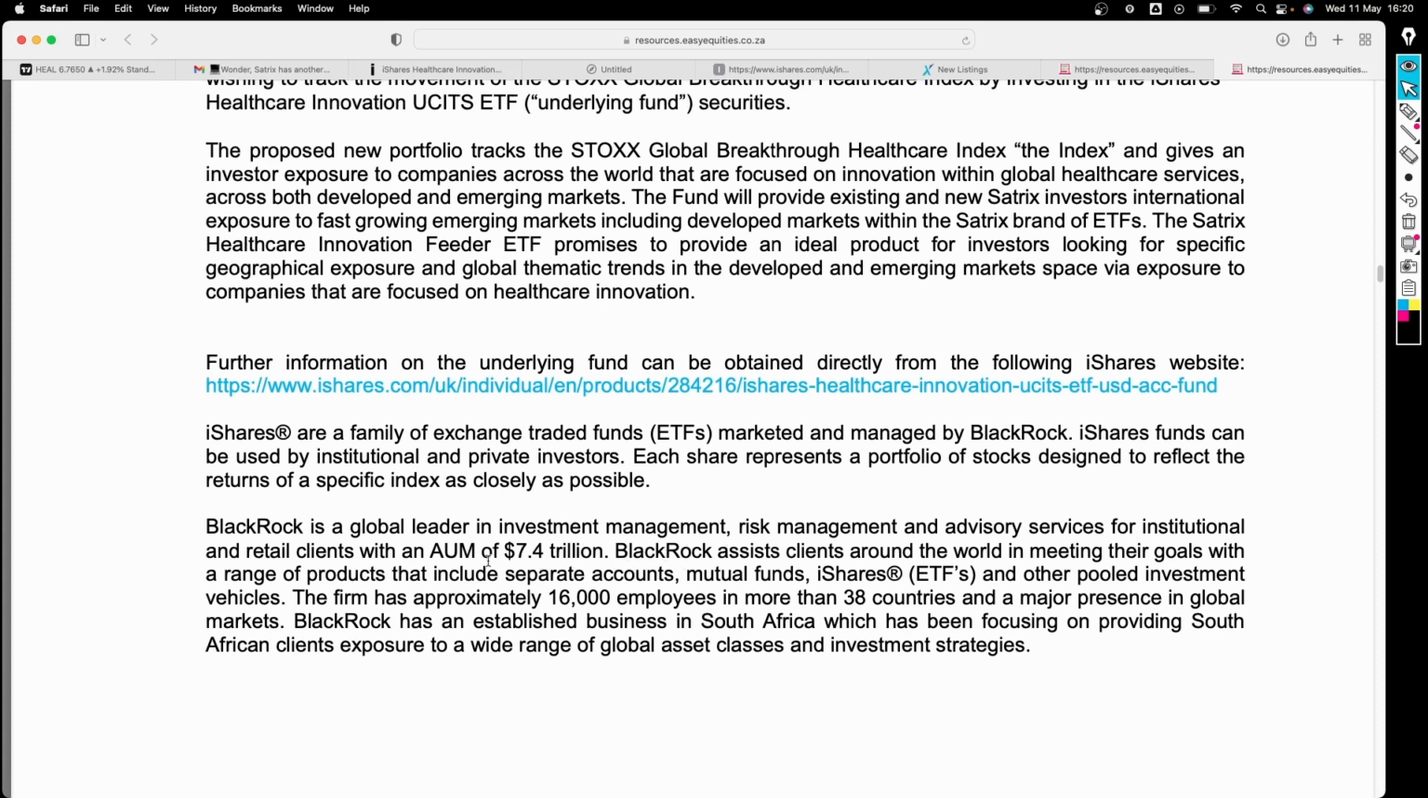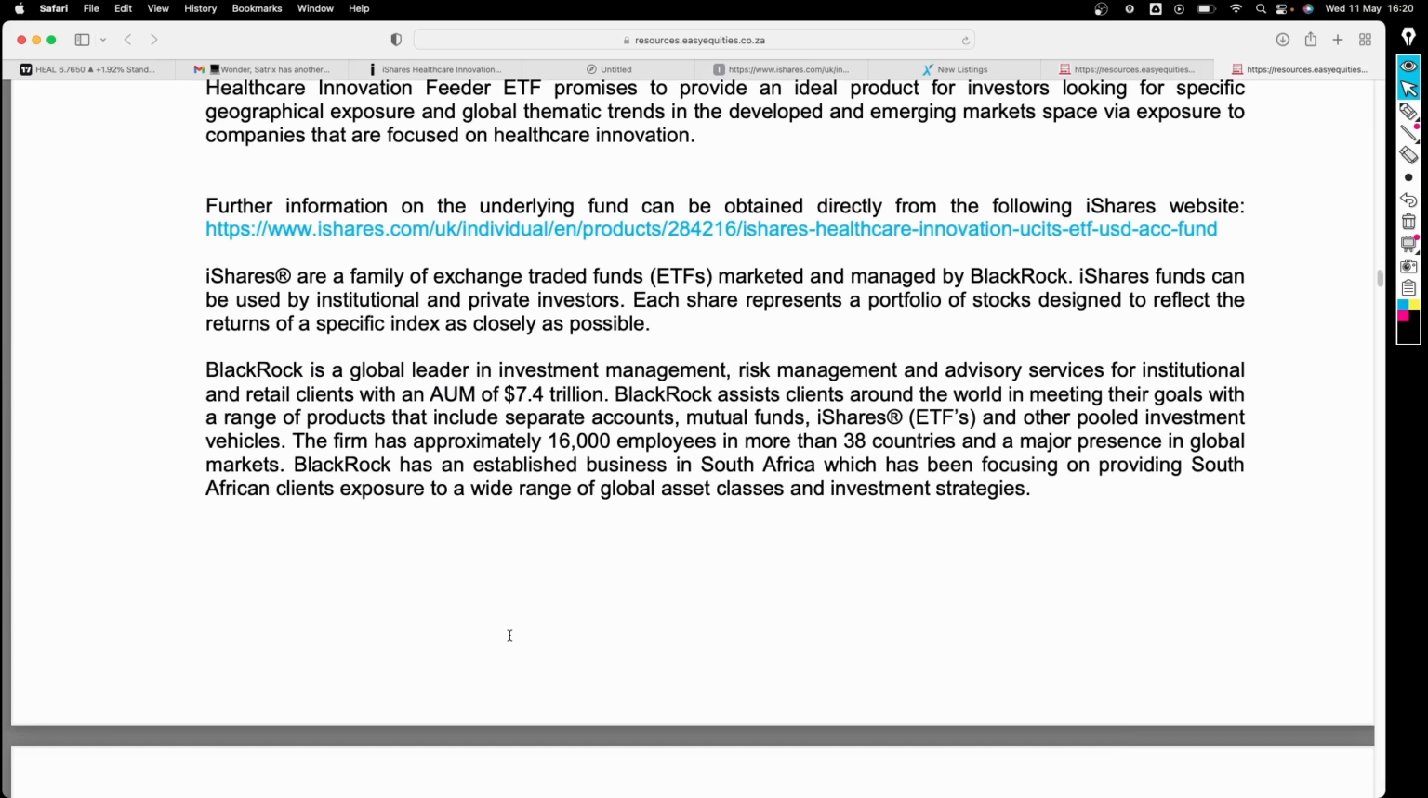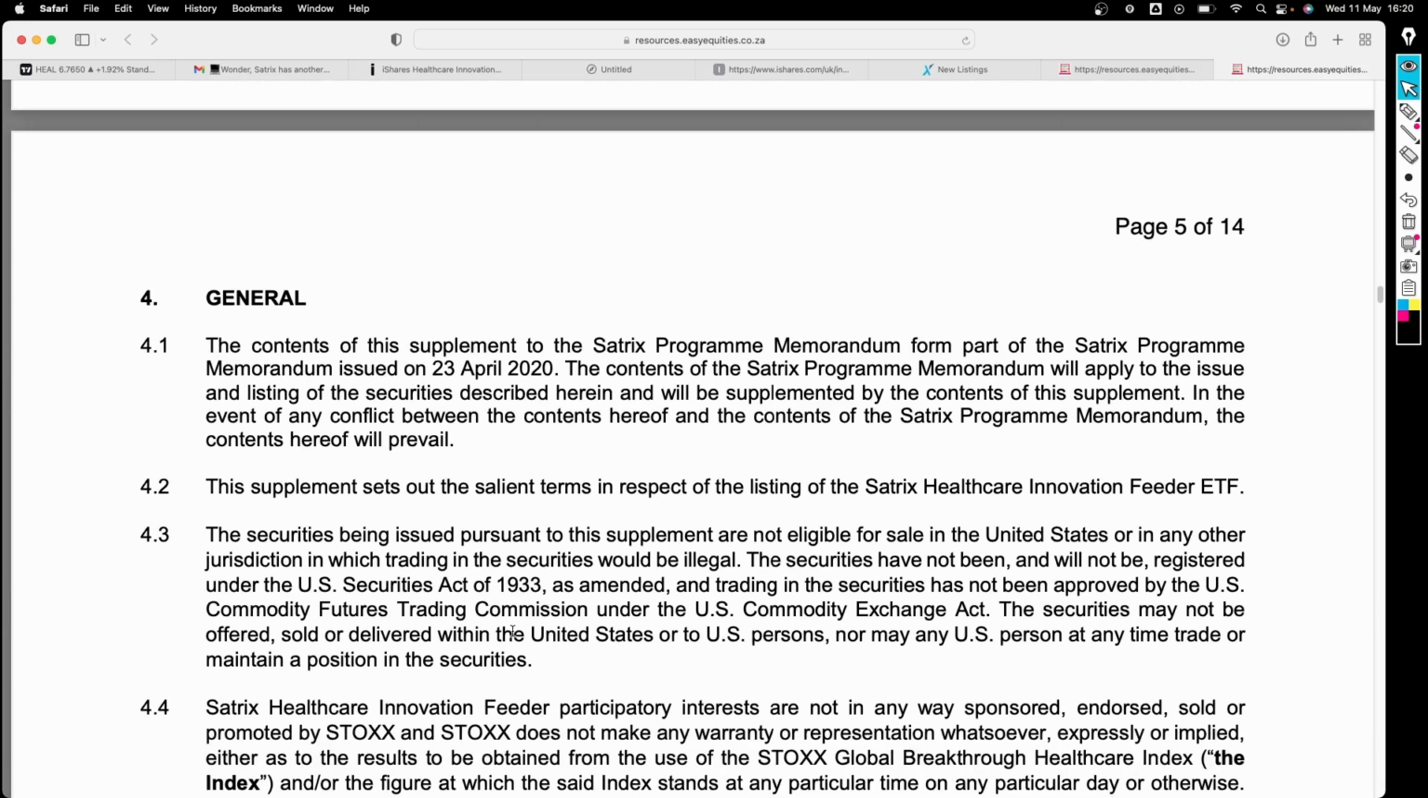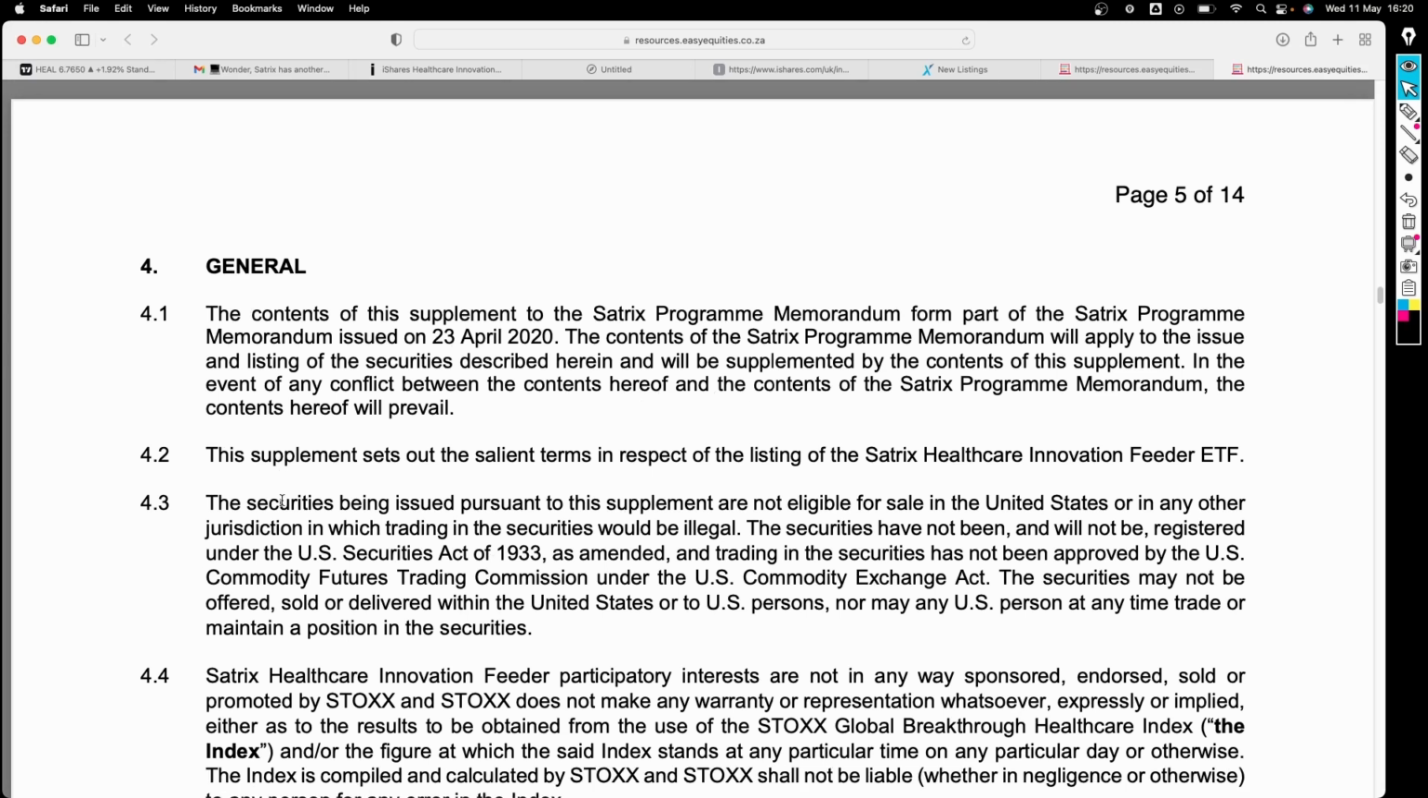Blackrock has assets under management of about 7.4 trillion. We know that there are a lot of things that people are saying with regards to Blackrock being one of the biggest fund managers in the world. Okay, so like I said, once again, there's some general information that you can go through.